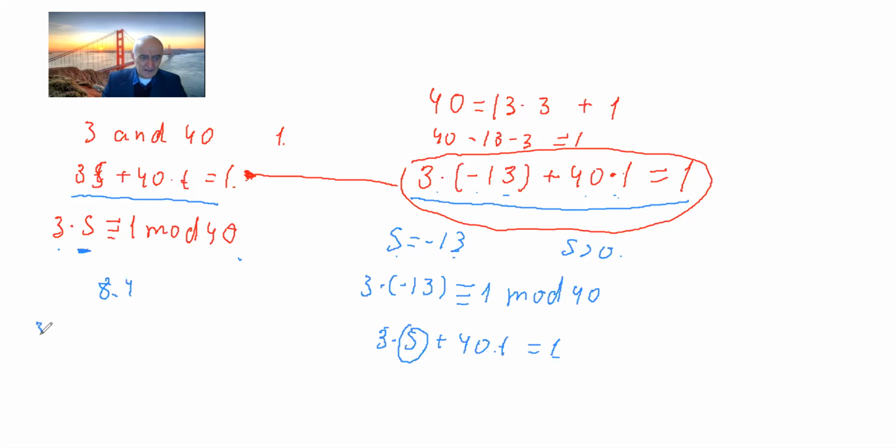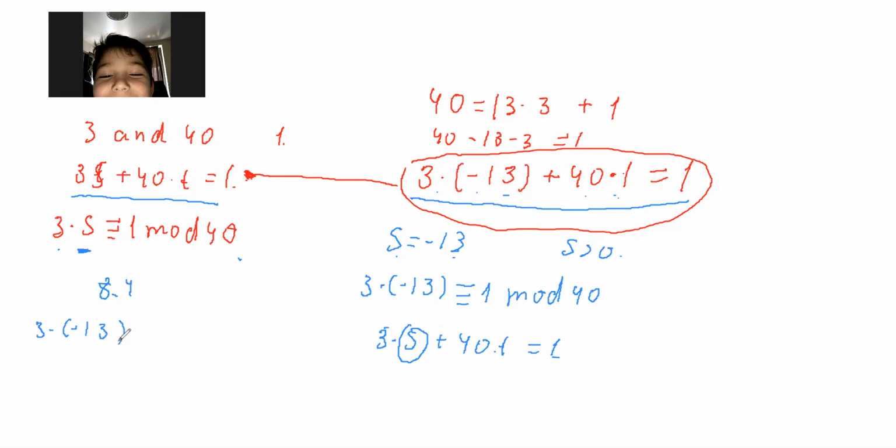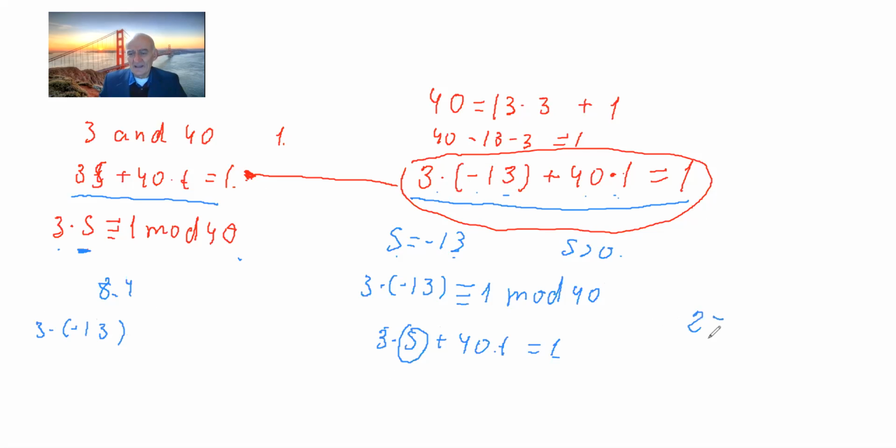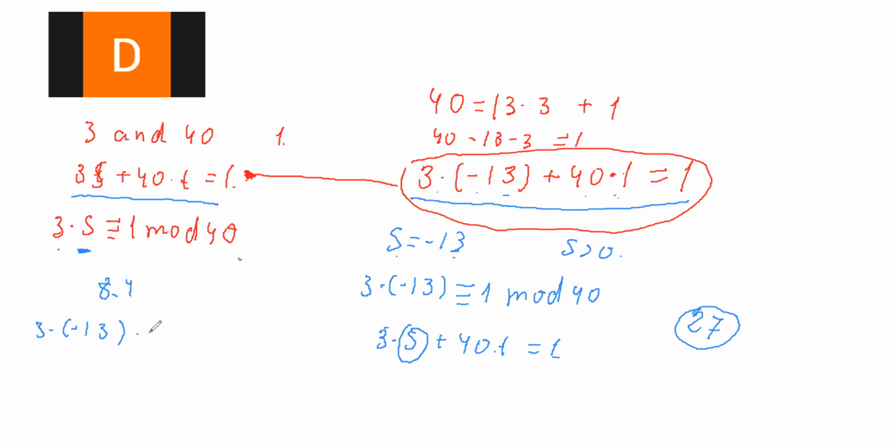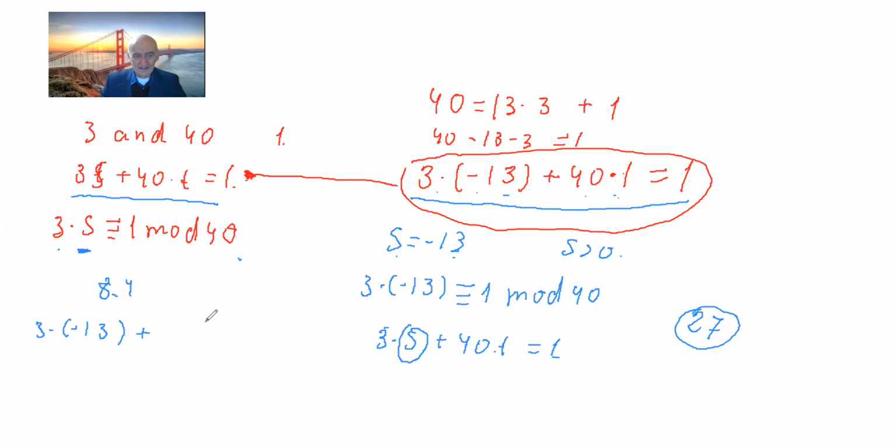So we have here minus 13. This is my last question. 27. What, Jacob? I think it's 27 because 3 times... Oh, it's 27, great. Minus 40, Jacob, times 2. Great. It's 27. And I will show now why. Because 3 times minus 13 plus 40 times 1 equals 1.